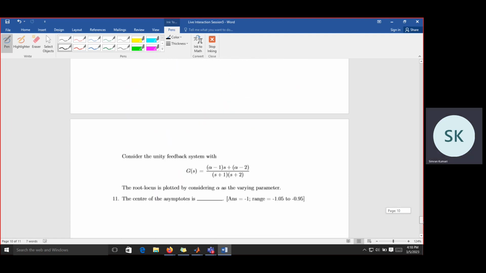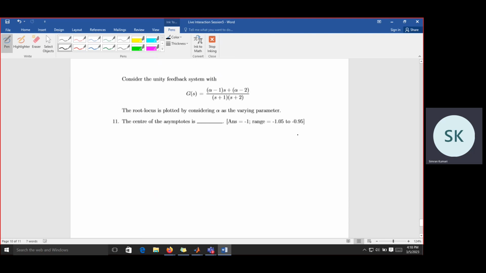We'll go to the next question. It says that this is one of the systems, and here alpha is the varying parameter. So what is the center of asymptotes? Basically, earlier we had seen what the root locus is if we vary k, like how the root locus is there for the closed loop poles. But when there is some other parameter, like here it is alpha, then what is the root locus?